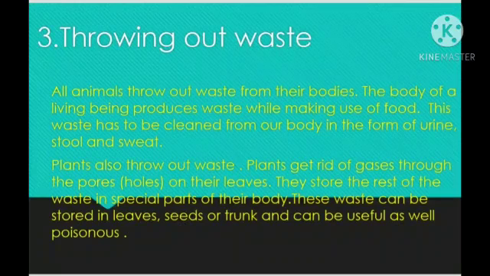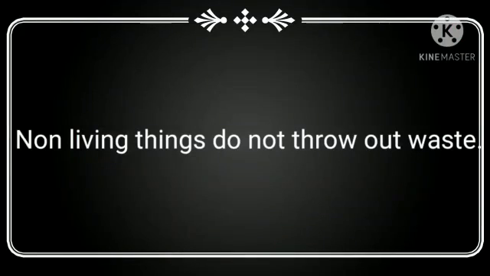Throwing out waste. All animals throw out waste from their bodies. The body of a living being produces waste while making use of food. This waste has to be cleaned from our body in the form of urine, stool and sweat. Plants also throw out waste. Plants get rid of gases through the pores on their leaves. They store the rest of the waste in special parts of their body. These wastes can be stored in leaves, seeds or trunk and can be useful as well as poisonous. Non-living things do not throw out waste.